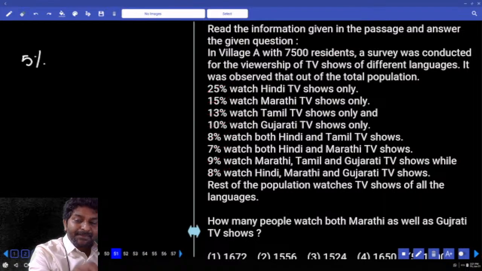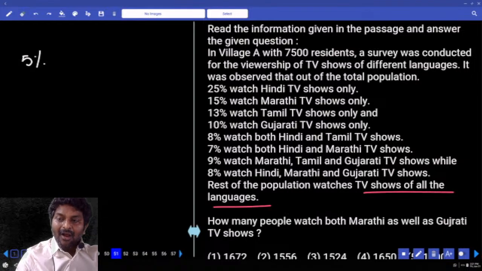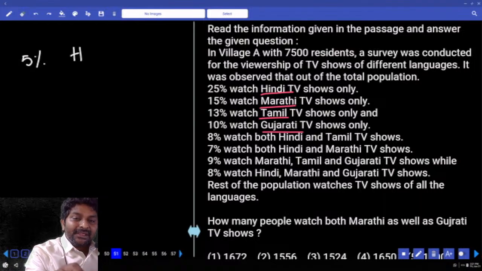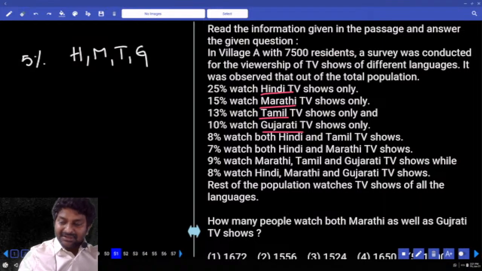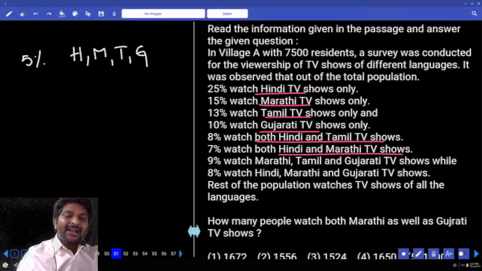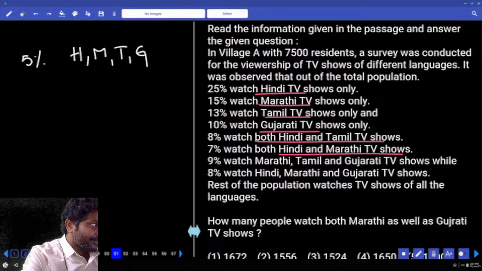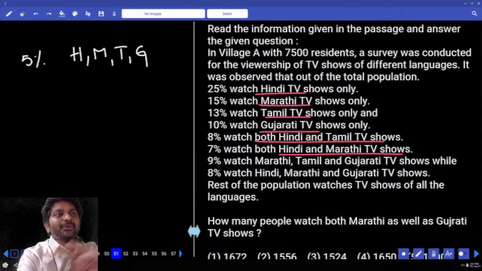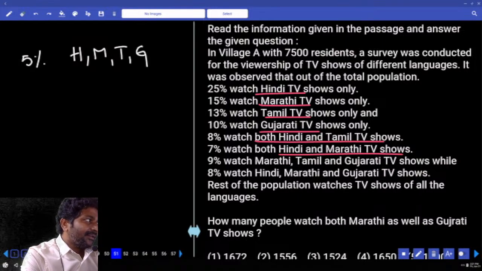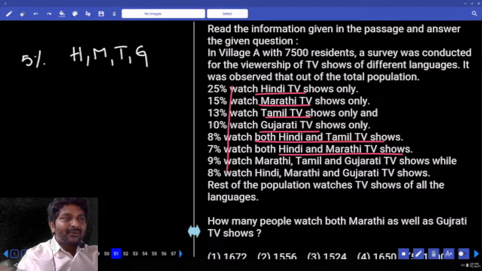So this 5% will be in all languages, in the sense Hindi, Marathi, Tamil and Gujarati, correct? Because here clearly it was mentioned all the languages, I am not separately writing the table. Understood? You have to rewrite it. If it is given in a paragraph, probably yes, we would have given a separate table for it. But it is line by line, right?